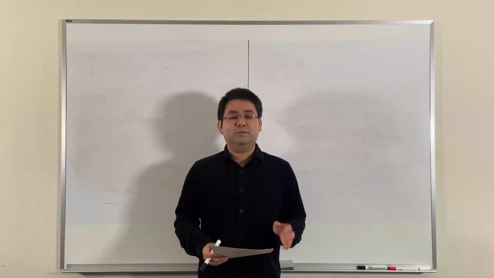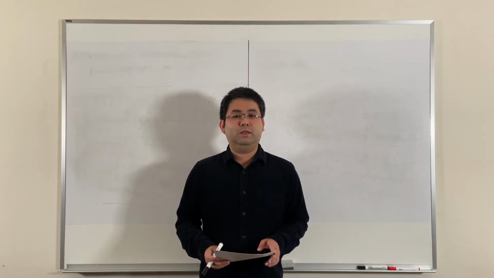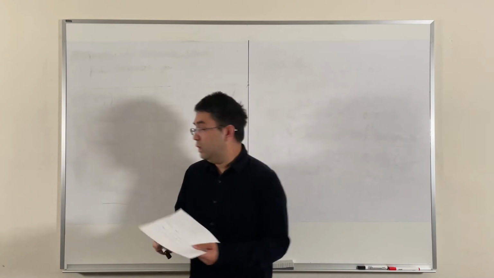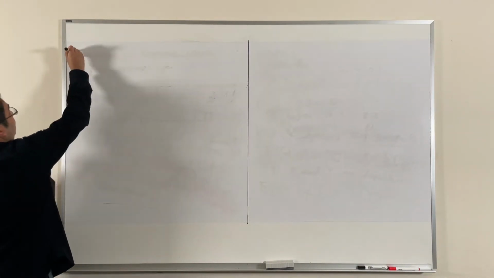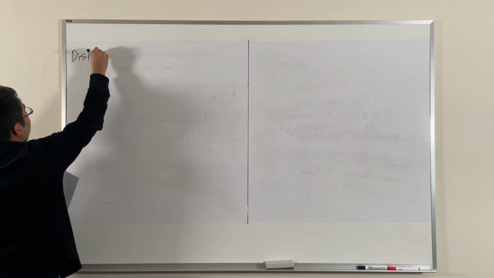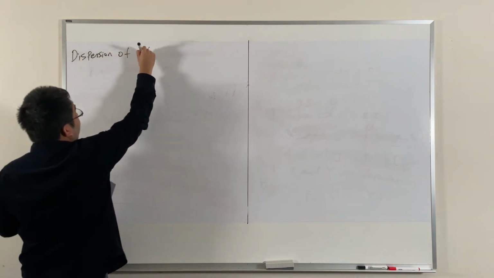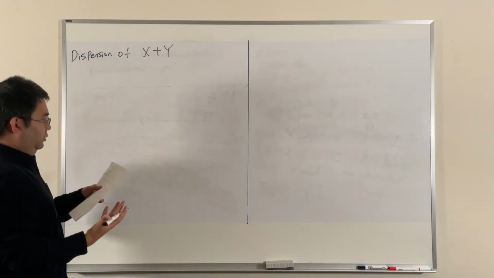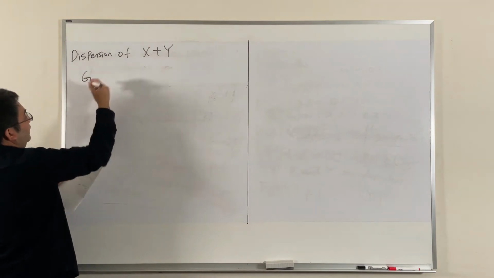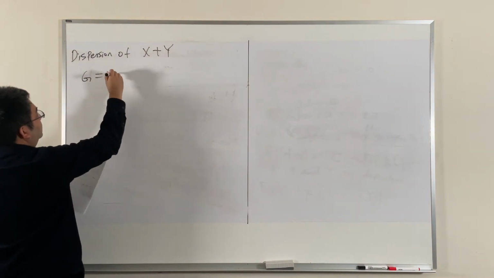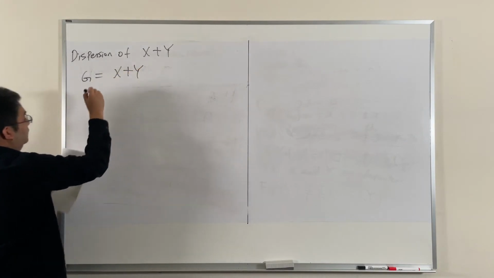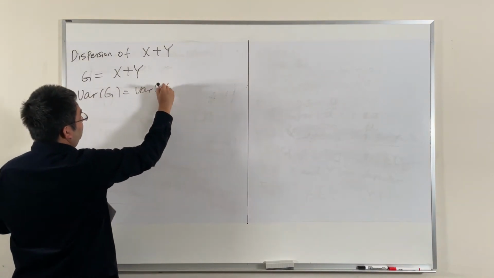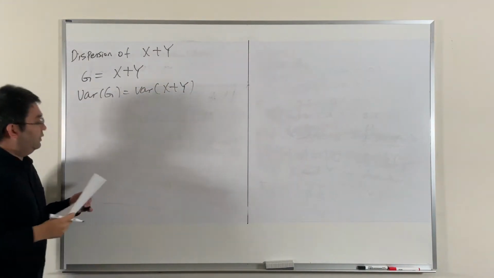Hi everyone, in this video I'm going to follow the previous video and talk about the concept of variance of x plus y. So basically we're talking about this version of x plus y where x and y are both random variables. It's just saying that if we have a new random variable that equals x plus y, we want the variance of this random variable.